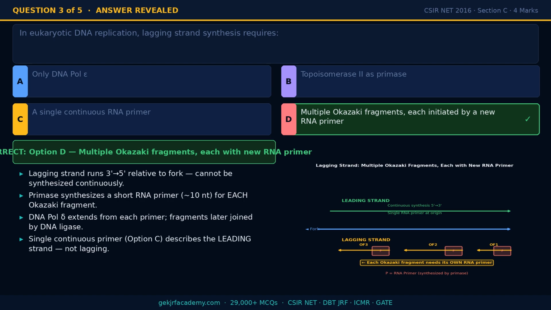Option C is the leading strand, not the lagging. Framework: lagging strand equals Okazaki fragments. Okazaki fragments equal multiple RNA primers. One fragment equals one primer from primase.